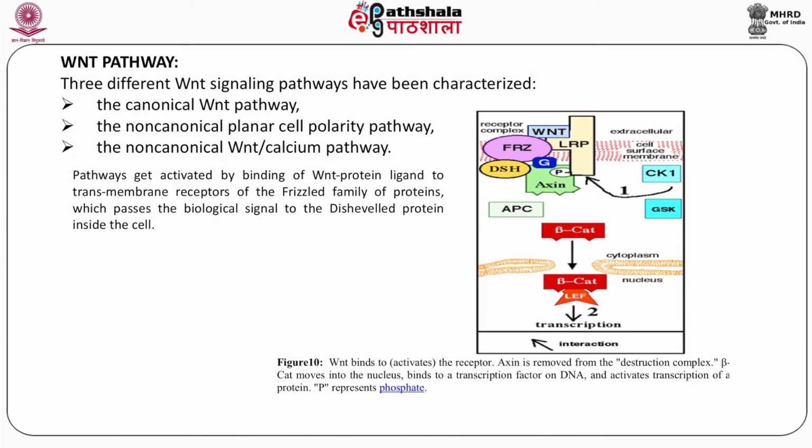These pathways get activated by binding of Wnt protein ligand to transmembrane receptors of the Frizzled family of proteins, which transmits the biological signals to the Dishevelled protein inside the cell. Activation of Dishevelled inhibits the activity of glycogen synthase kinase 3 enzyme, which otherwise prevents the dissociation of beta-catenin protein from the APC protein, which in turn targets beta-catenin for degradation.